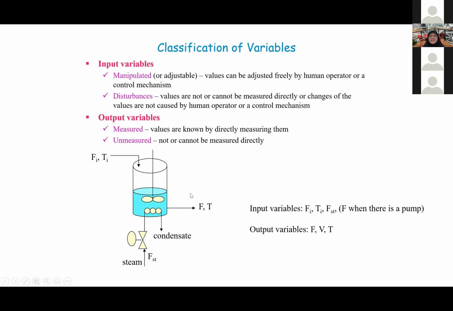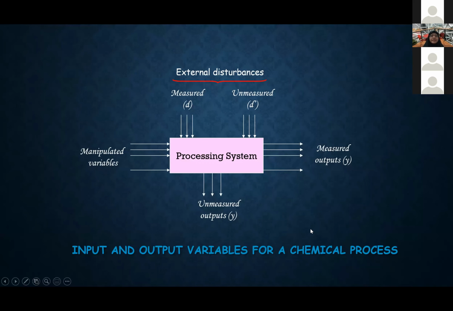So there can be cases where things can change, so you have to think about it. For output variables, if there's no pump, if there's nothing controlling or manipulating the flow, then the output variables are F, the level in the tank or the volume of liquid in the tank, and the temperature out. Okay, so this is how you can imagine it.